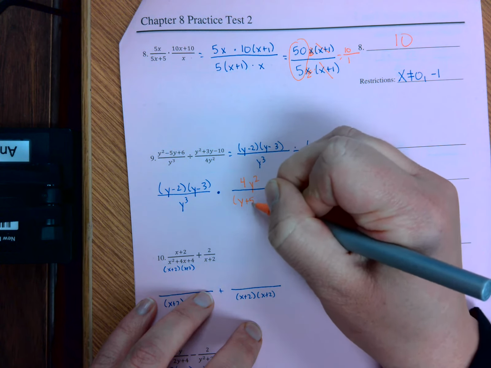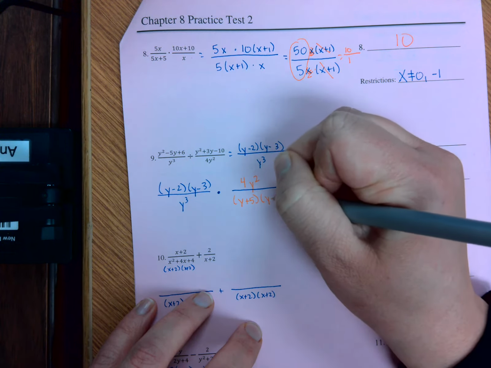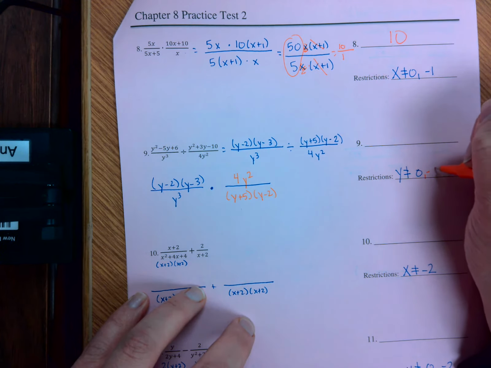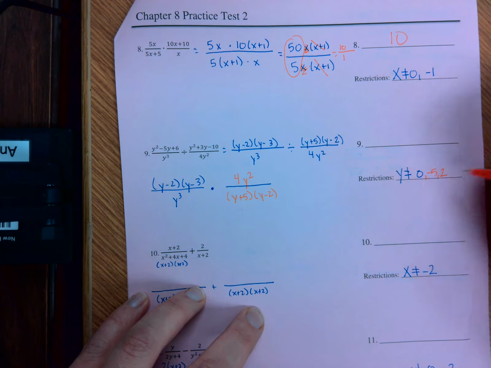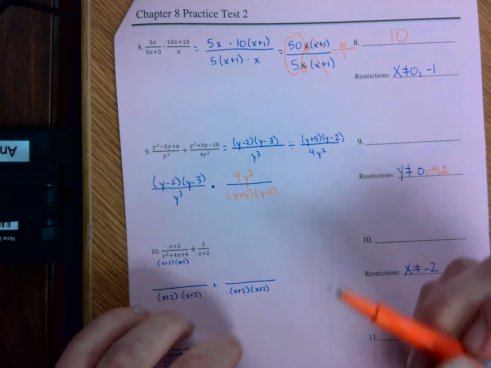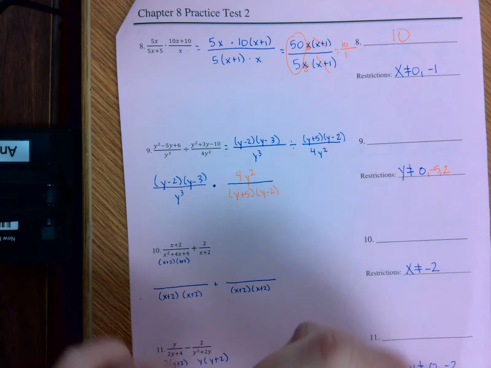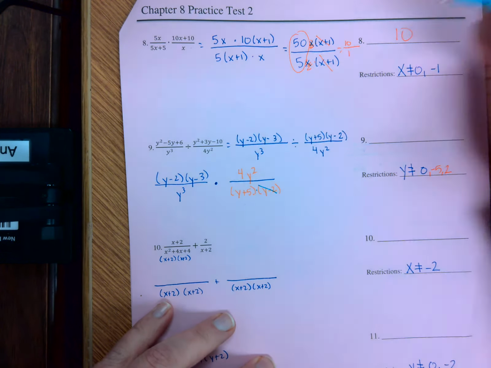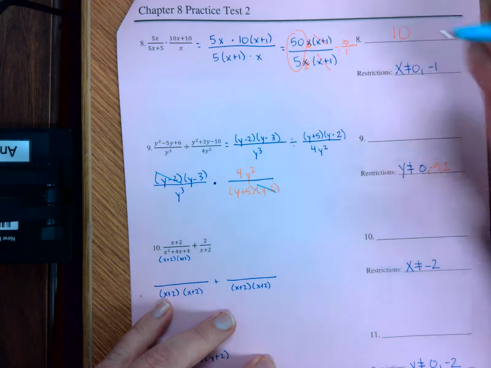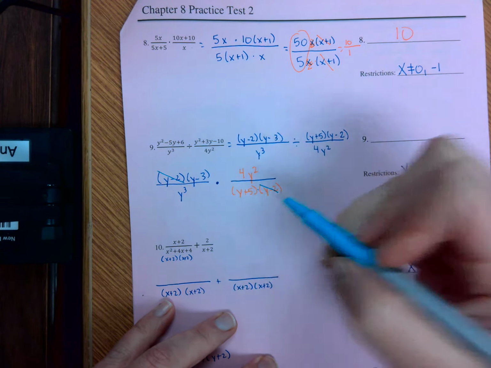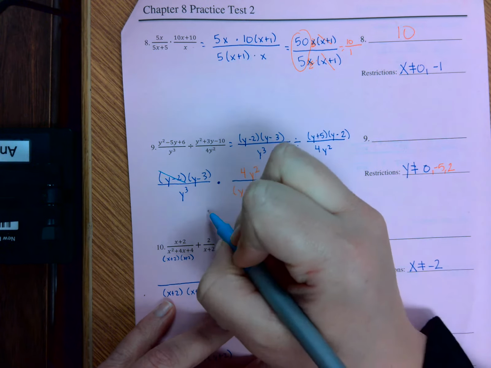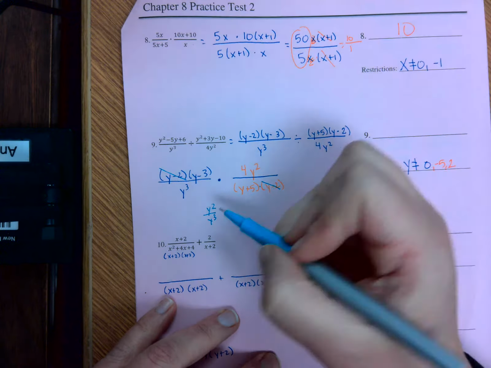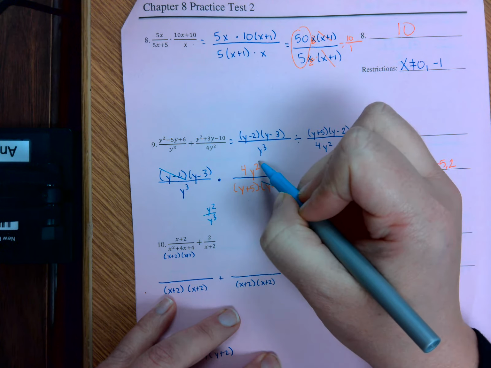Right at this point, now I'm going to have new restrictions. So y cannot be negative 5 here. It can't be positive 2 here. Now I see where I can simplify. So when I'm looking at this, I can simplify my y minus 2 with my y minus 2. I can't simplify here. However, I can simplify y squared over y cubed. Y squared over y cubed would be just 1y left on bottom.